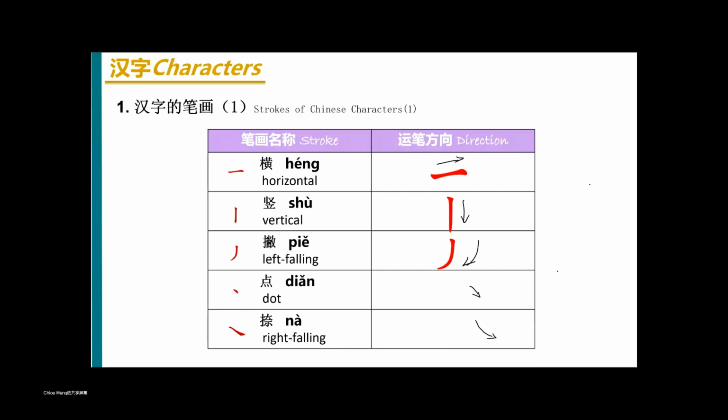Next one, 点. 点 means a dot. Also from the top to the bottom, 点.